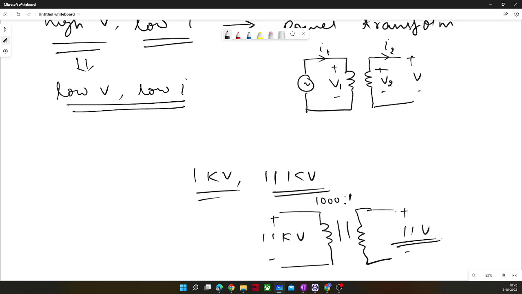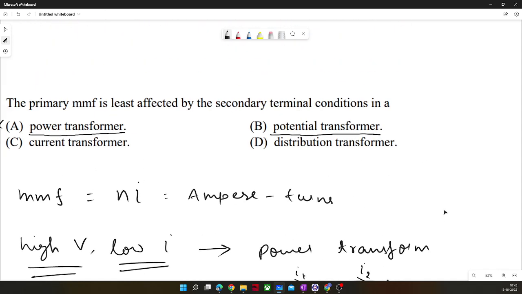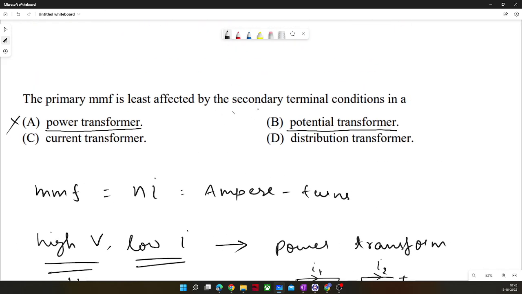But again, it depends on your load because all voltage induced transformers depend on your load condition. So the potential transformer does make it easier to measure your secondary terminal voltage, but it again depends on your terminal condition. So I will eliminate it. Distribution transformer is nothing but whatever transformer you see in your local area where you get supply. So this is again a voltage induced transformer.